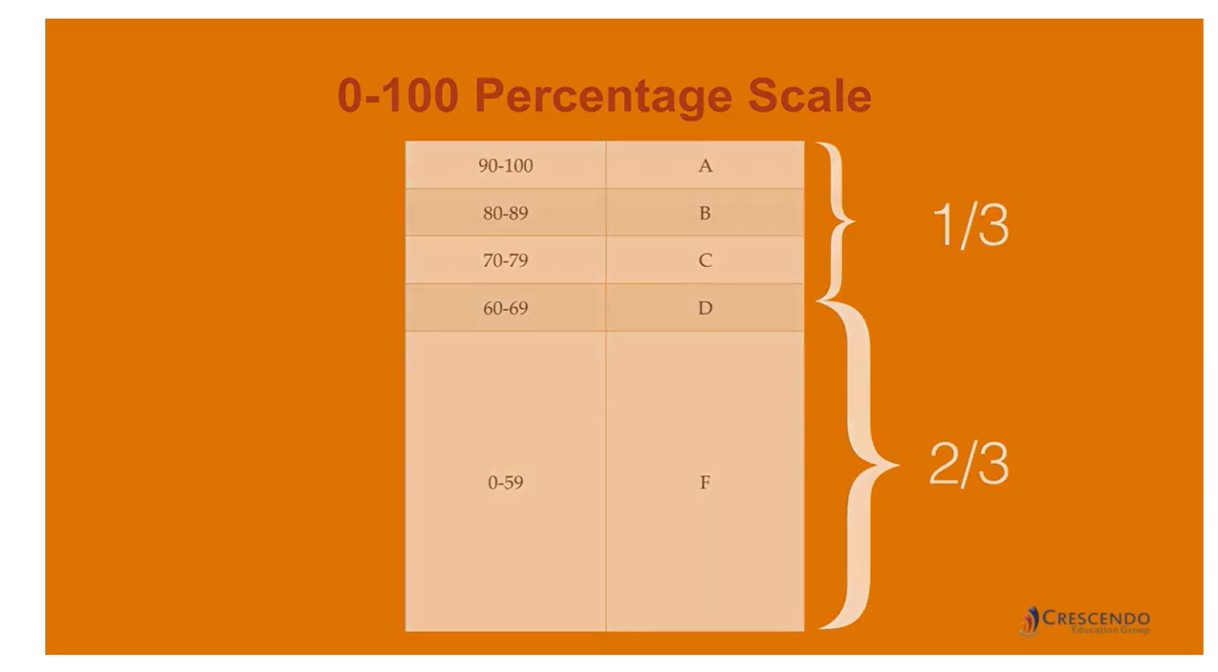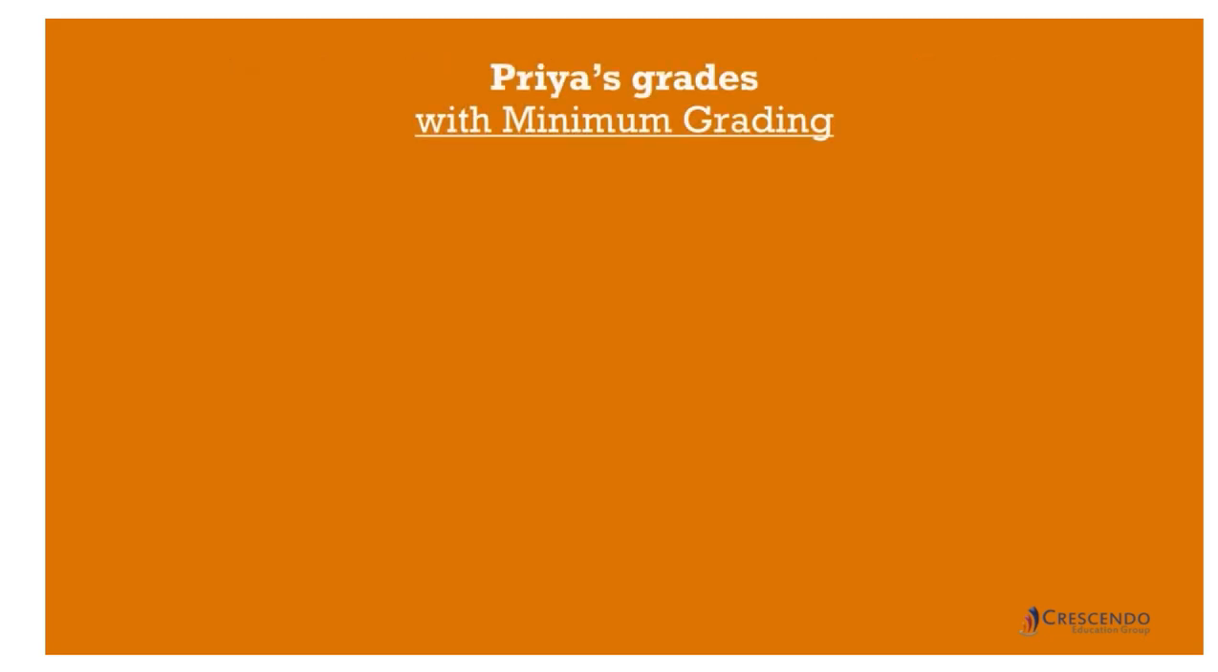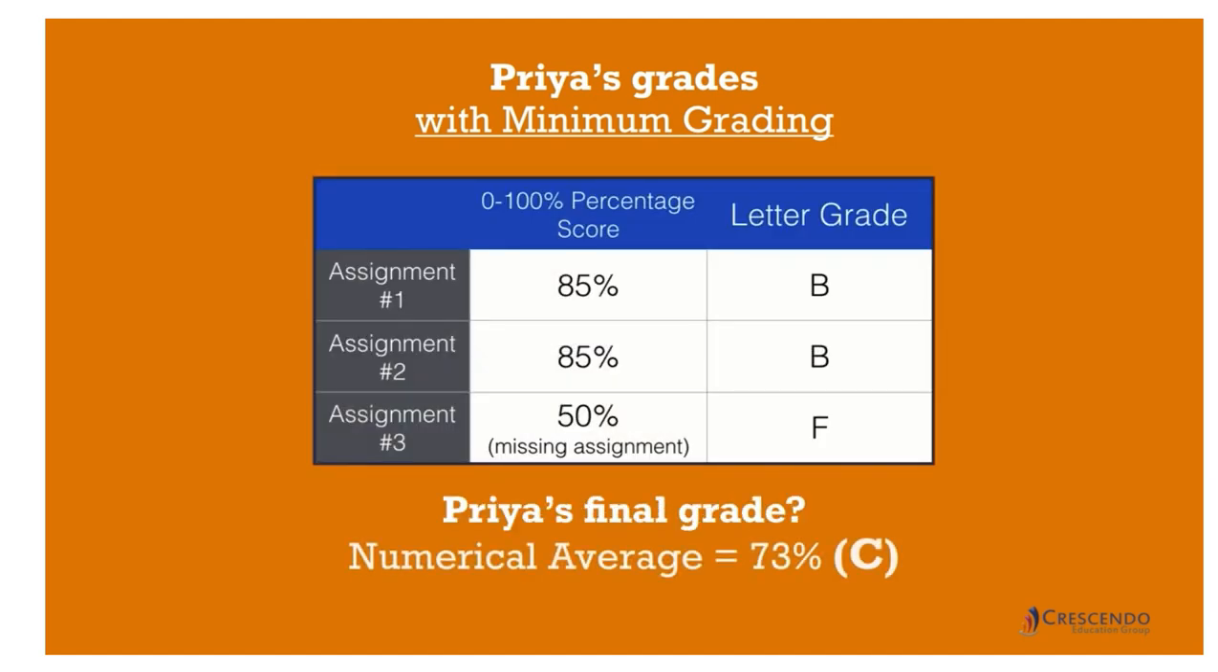One solution to the 0 to 100 scale is to use minimum grading, in which the 50% is the lowest grade a student can receive. This structures each grade band to be equal, to each include 10 numbers. When we apply this to Priya's case, we see that we get a final percent that gives us a 73, a C, the grade that we earlier believed was the right way to describe her work.